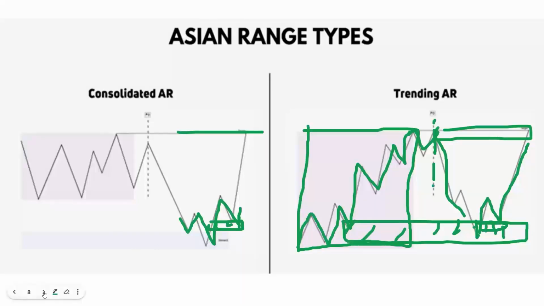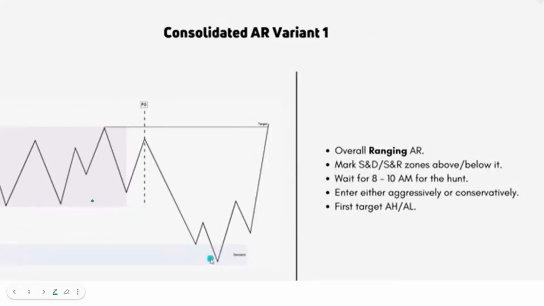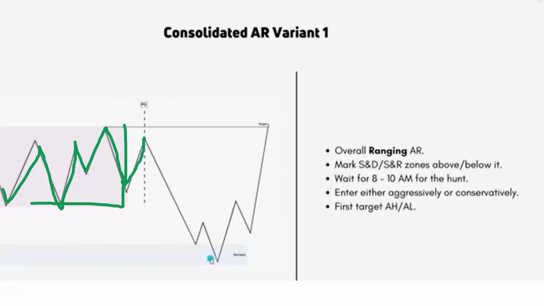You can replay the video as many times. So firstly, let's look at the consolidated Asian range variance. It's the first one that we're going to look at. So we have the market consolidating in the Asian range. We have it playing around the Asian range. And what happens? Asian range closes here. And what does that do? It can play around.